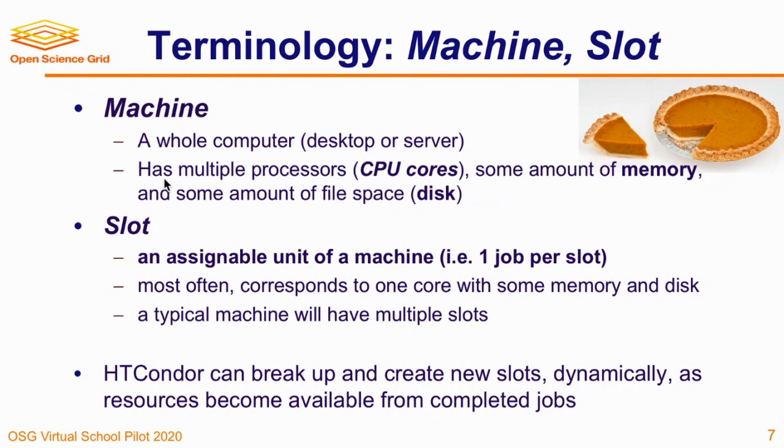A slot is an assignable unit of the machine, or a portion of the machine, as Condor is configured to break up machines. So this will be a portion of the cores, maybe one or more, some of the memory and some of the disk on a machine if there are multiple slots. A machine will typically have multiple slots, and Condor can be configured to break up a machine into predetermined static slots, or can be configured to dynamically reshape and size slots based upon what jobs look like. And that's generally how Condor is configured. It's how we use it in the CHTC.